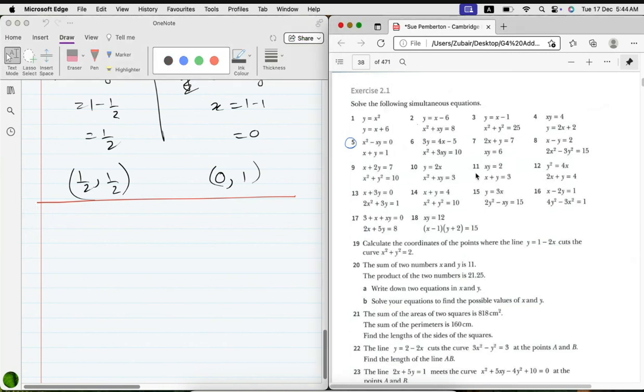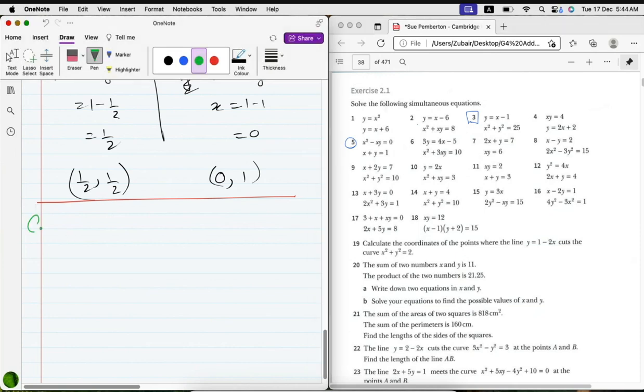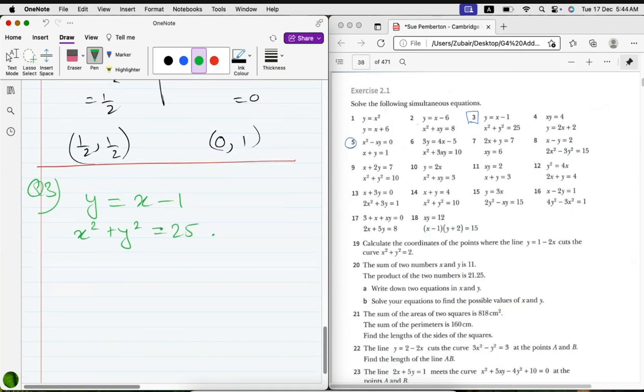Okay. Try question number 3. Can you do that? Okay. If you've understood, go for it, or else I'll do a few more questions.